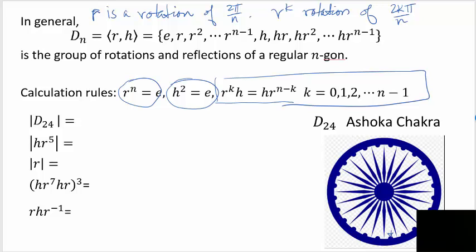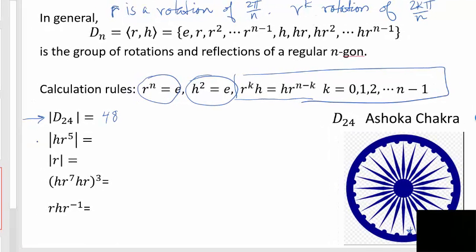So we get to this on the next slide, but this is called the order of D24. It is not absolute value. It means the number of elements in the group. And that's written on the next slide. But the order of D24, you have 24 rotations and 24 reflections. So the order of the group is 48, meaning we have 48 elements in the group.